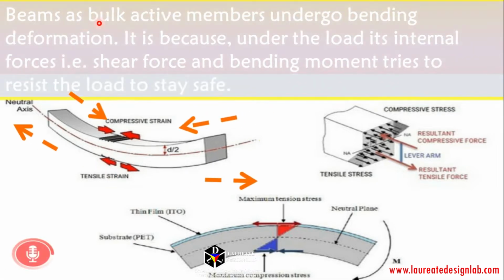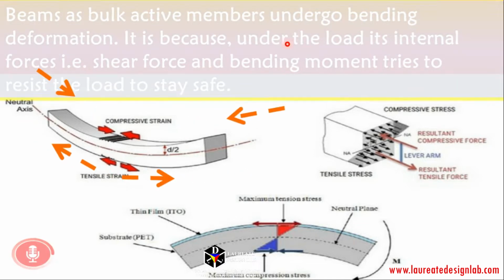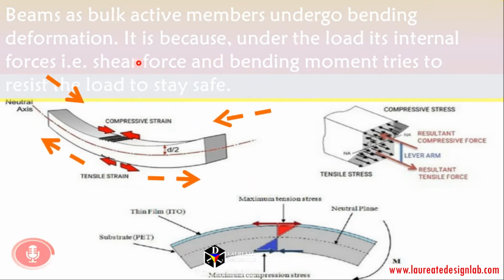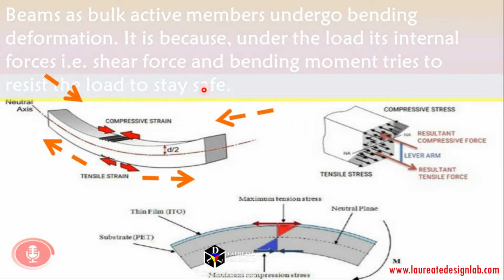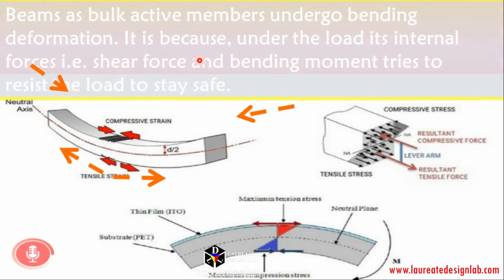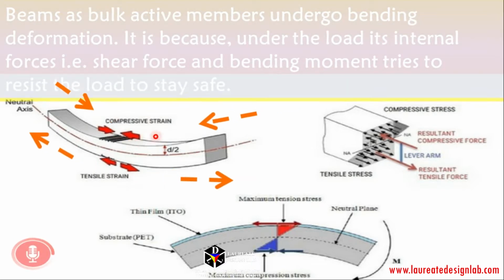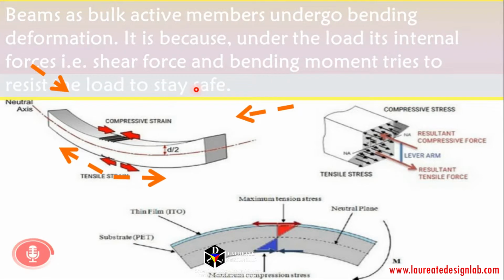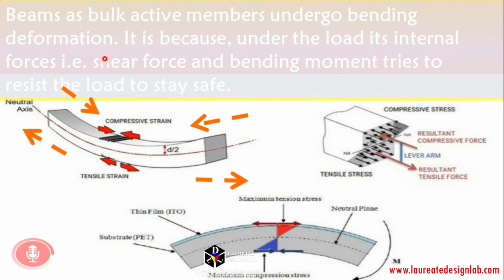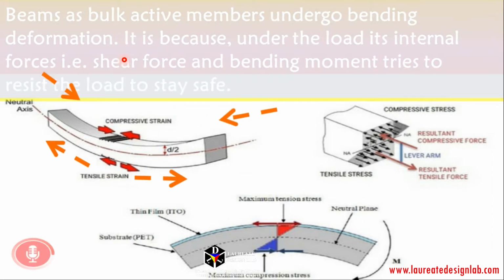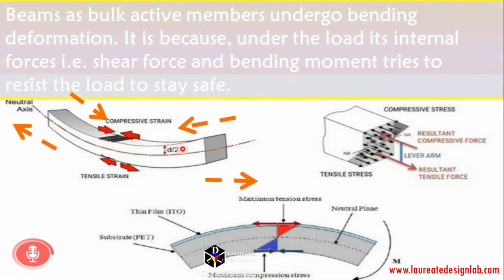Beams as bulk active members undergo bending deformation. It is because under the load, its internal forces, that is shear force and bending moment, try to resist the load to stay safe. So the condition is that any bulk structure must stay safe, and to stay safe, the internal forces of the structure must work. So we are talking particularly about the beam here.